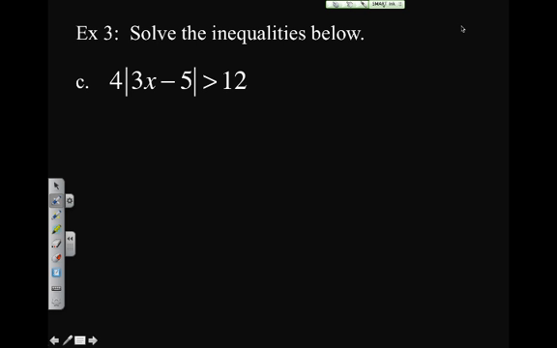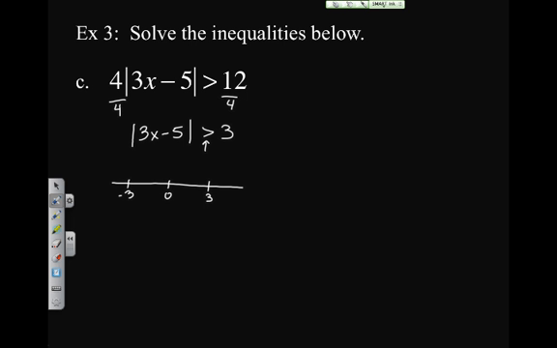For example C, again, we've got to get the absolute value by itself. So first we're going to get rid of that 4. We divide by 4 on both sides. 3x minus 5 is now greater than 3. So again, to draw a sketch, 3 units to the right is 3, 3 units to the left is negative 3, and this time greater than. The distance is further from 0, so 3x minus 5 could be over here, or 3x minus 5 could be over here to the left of negative 3. So we write that down. 3x minus 5 is less than negative 3, or 3x minus 5 is greater than positive 3.